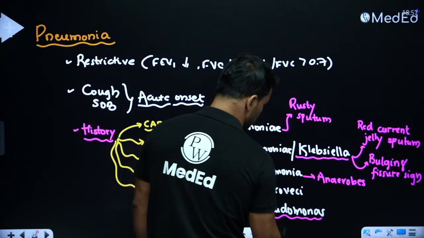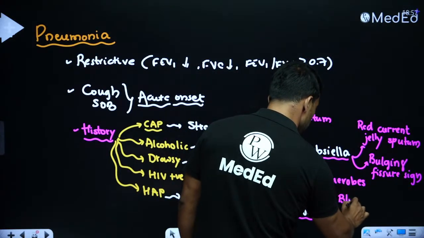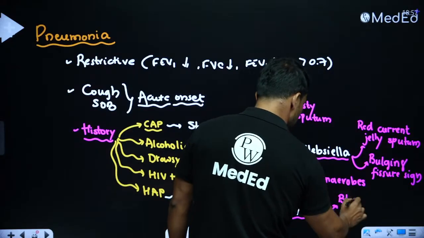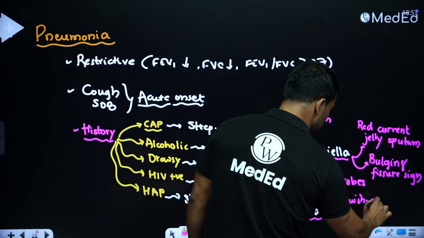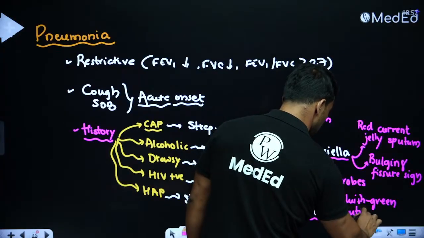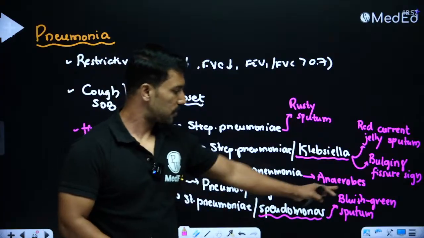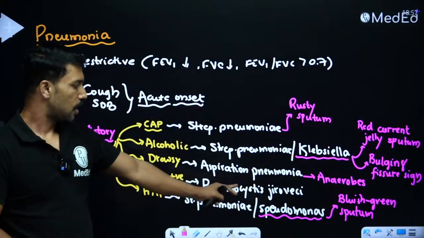And whenever you have Pseudomonas infection, they may mention blue or bluish green sputum. So if the question talks about someone hospitalized for a long time, now developing cough, shortness of breath and bluish green sputum, it is pointing towards Pseudomonas.